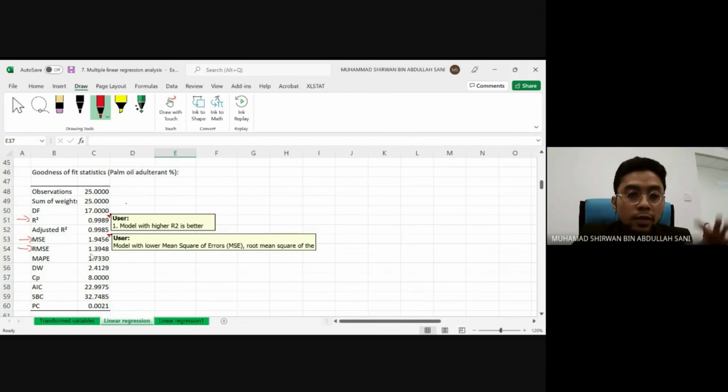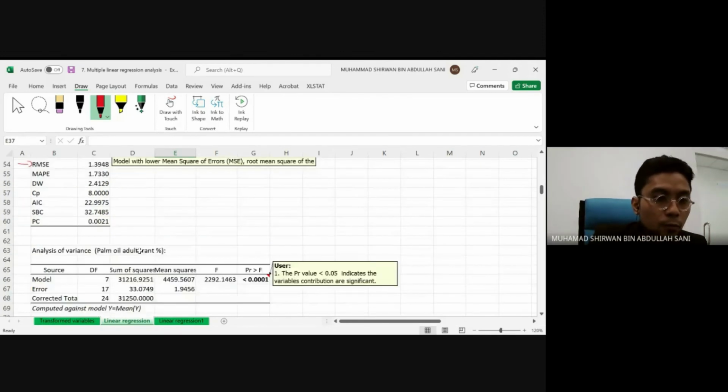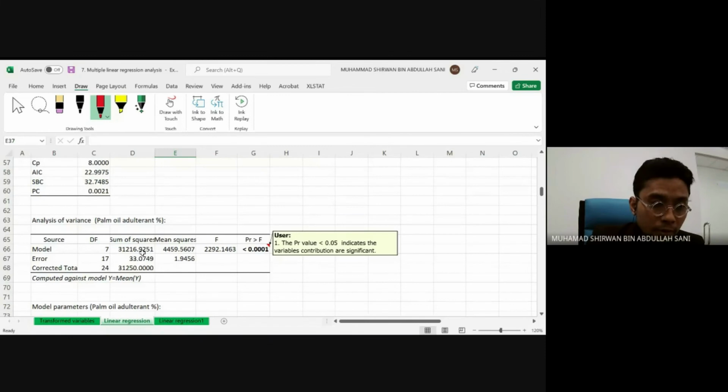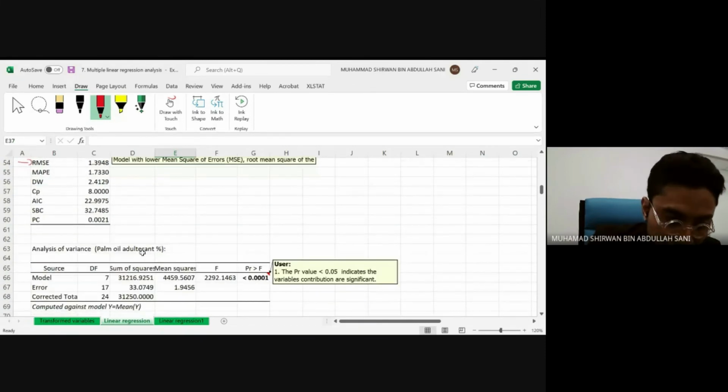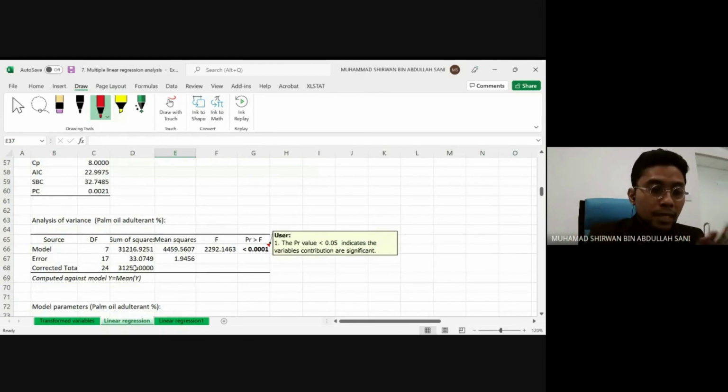So the one with the highest R square and lowest MSE and RMSE indicates the best model for your matrix. Okay, so this is how we can compare between variables, between regression techniques.